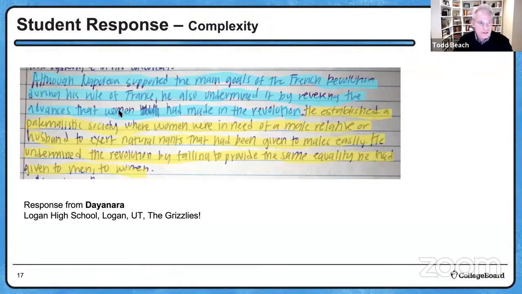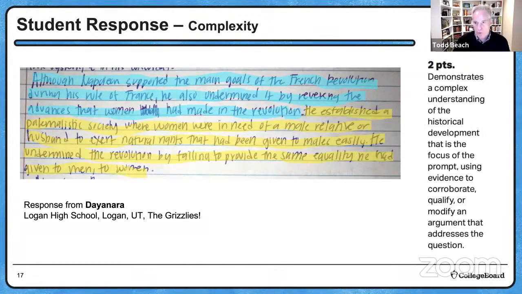And it continues, he established a paternalistic society where women were in need of a male relative or husband to exert natural rights that had been given to males easily. This undermined the revolution by failing to provide the same equality he had given to men to women. So this is a separate paragraph. Later on, it's like the third body paragraph of the essay, and we're showing this complex relationship of the evidence. It's not as simple as one thing only, and that would definitely earn the point. So it demonstrates a complex understanding of the historical development of the prompt, because it's going to qualify the argument.